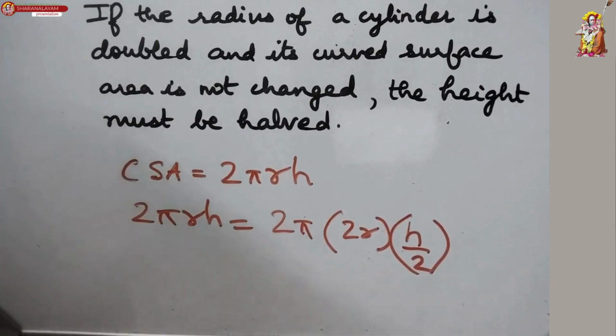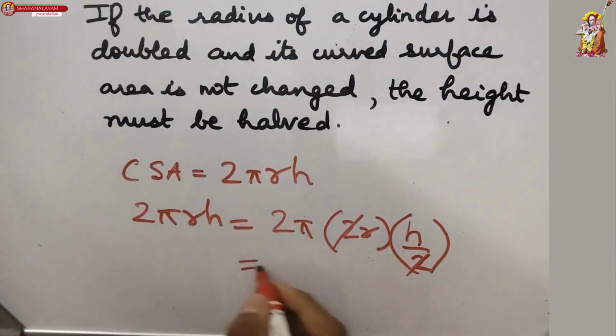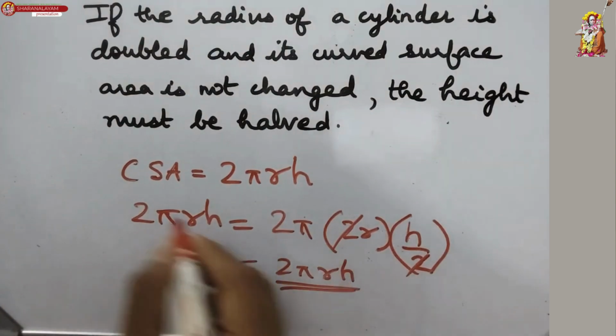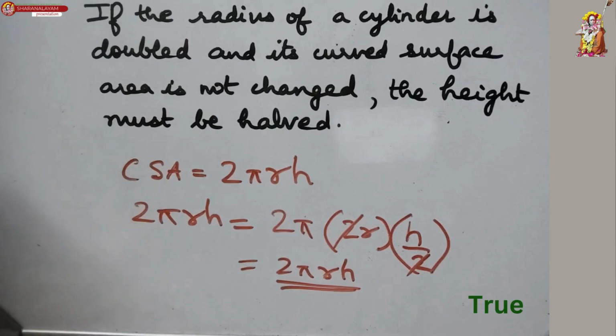In that case, what happens? This 2 gets cancelled. So we have 2 pi RH. Correct. So the curved surface area is not changed. Hence, the statement is true. That is, the height must be halved so that when the radius is doubled, the curved surface area will not change. So the statement is true.